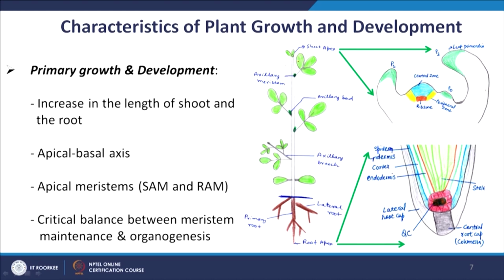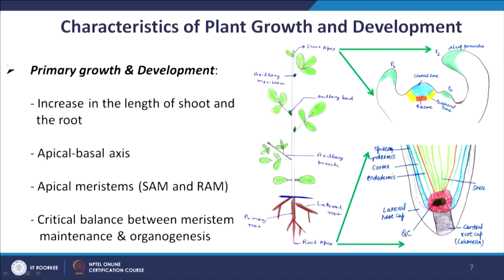As we have seen previously, the growth is mostly in an apical and basal manner, and this is mostly responsible for the growth. This is because of the activity of the shoot apical meristem here and the root apical meristem here. And as I said, there has to be a proper balance between cell division and cell differentiation. The same thing is here in the root meristem.